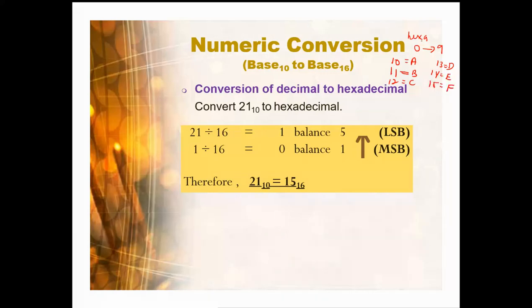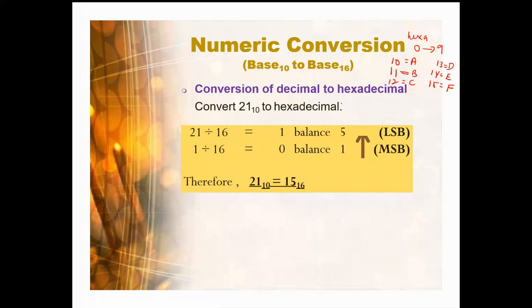So for 0 to 9, the values are the same as the decimal number, but when the values start from 10 in decimal, the numbers in hexa are replaced by letters. 10 equals A, 11 represented by B, 12 by C, 13 by D, 14 by E, and 15 by F. You have to remember this in order to know the hexadecimal numbers.